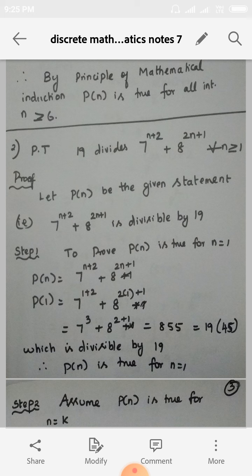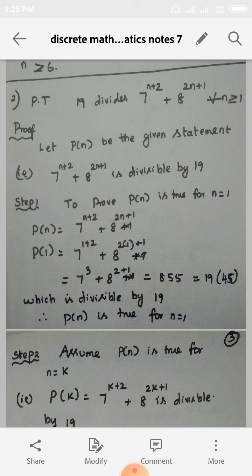Same mathematical induction method. We have to prove that 19 divides 7 power n plus 2 plus 8 power 2n plus 1. So what we prove is that 7 power n plus 2 plus 8 power 2n plus 1 is divisible by 19. We have to prove that for all n greater than or equal to 1.